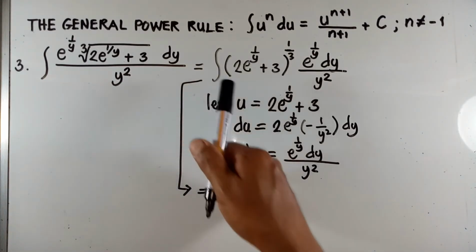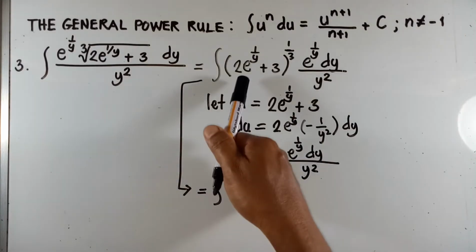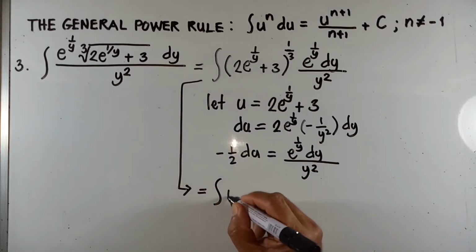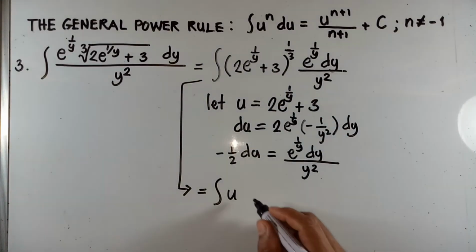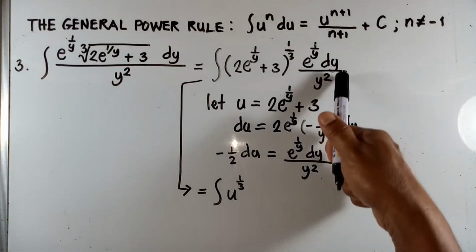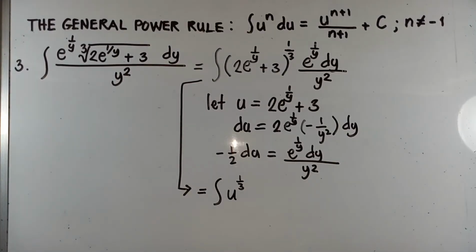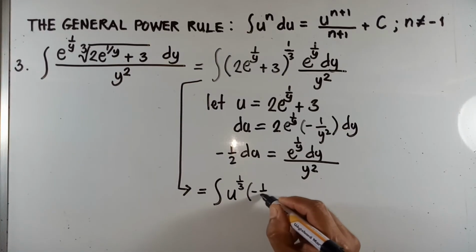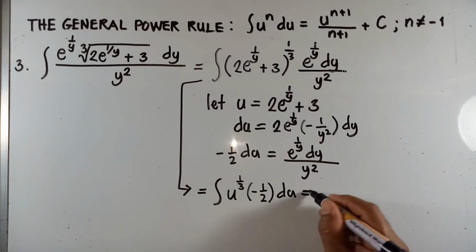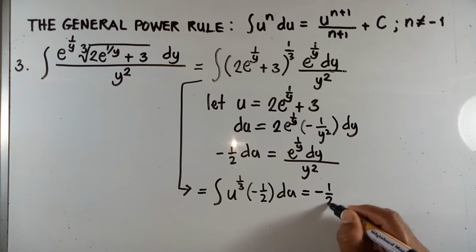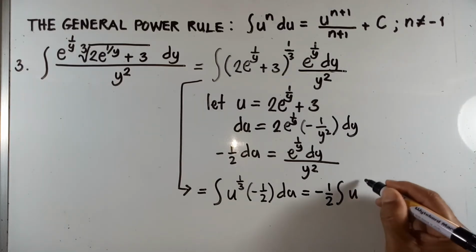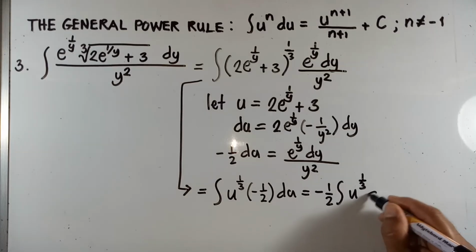Okay, so after that, we are going to write the problem in terms of u. So we have the integral sign. And then we have 2e raised to 1 over y plus 3. But we let that equal to u. It is raised to 1/3. And then this term, e raised to 1 over y dy divided by y squared, you see it is equal to negative 1/2 du. Now, negative 1/2 is constant. Pwede natin siyang ilabas ng integral sign. Yan, kakaroon tayong negative 1/2 integral of u raised to 1/3 du.